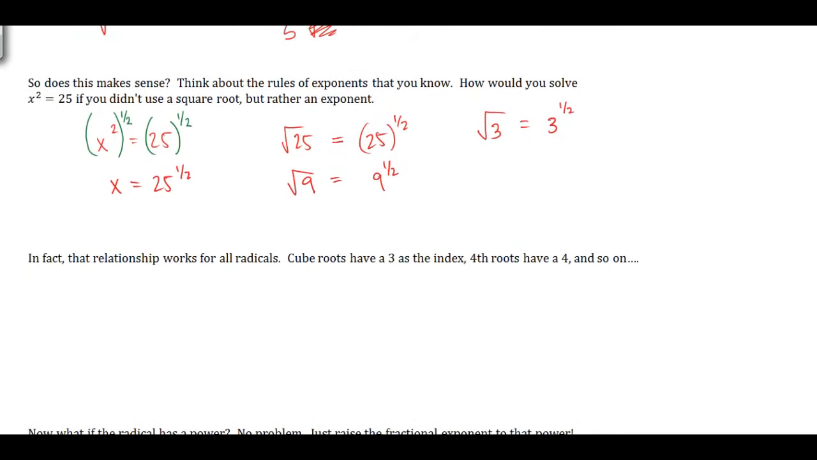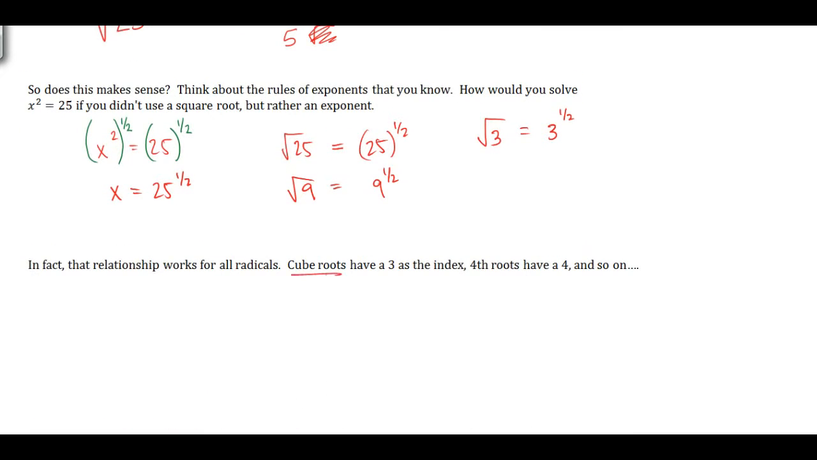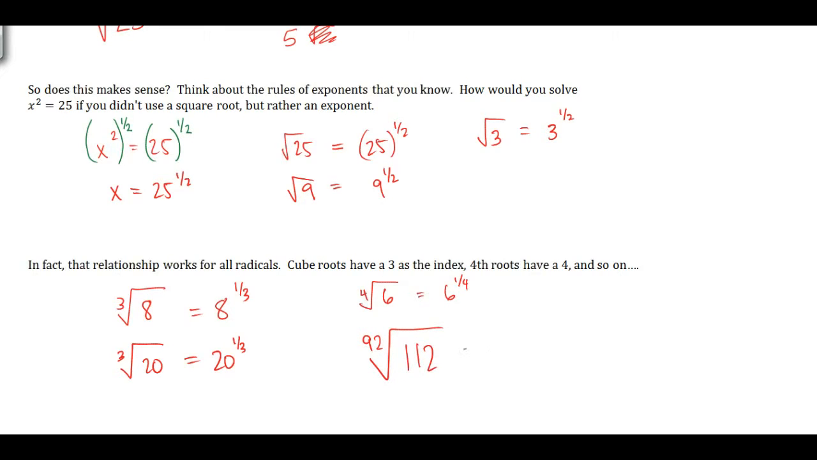Now, the cool thing is, this works for all kinds of radicals. The cube root of 8 is the same thing as 8 to the 1/3. The cube root of 20 is the same thing as 20 to the 1/3. We have fourth roots in the world. The fourth root of 6 is the same thing as 6 to the 1/4, and so on and so on. Guess what the 92nd root of 112 is? Yep, 112 to the 1/92. So that's how you can rewrite any root, or any radical, as an exponent.